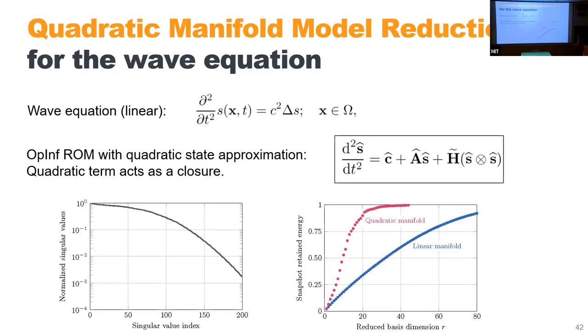Okay. And maybe I'll just show you, going back to that wave equation. Again, this is one where the singular value decay really comes to hurt you. Here's a measure of how much energy you retain in the snapshot: how much of that snapshot set can you represent in your low-dimensional basis or manifold? Here's the linear manifold. Here's what the quadratic manifold buys you. Again, the reduced basis dimension is staying r. The reason you're doing better is because you're introducing these additional directions in the sort of closure sense.